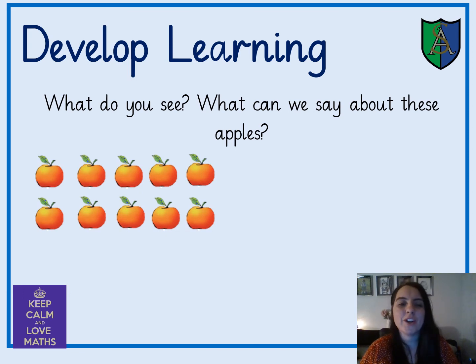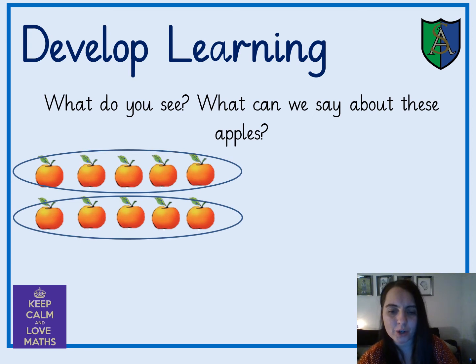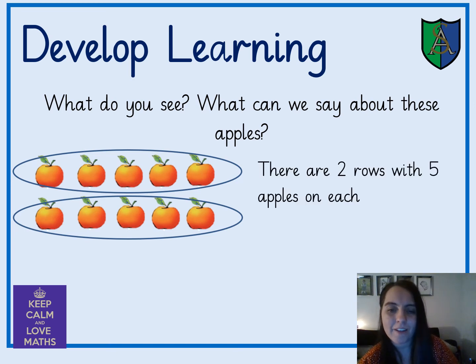Okay, so let's have a look at this arrangement. Again, we've got our 10 apples, and I want you to now think about what you can see. What can you say about these apples? Here's what I said. I can see 2 groups with 1, 2, 3, 4, 5 apples in each. Okay, so I've got 2 groups that I have circled, and in each of those groups I've got 5 apples. There are 2 rows with 5 apples on each.